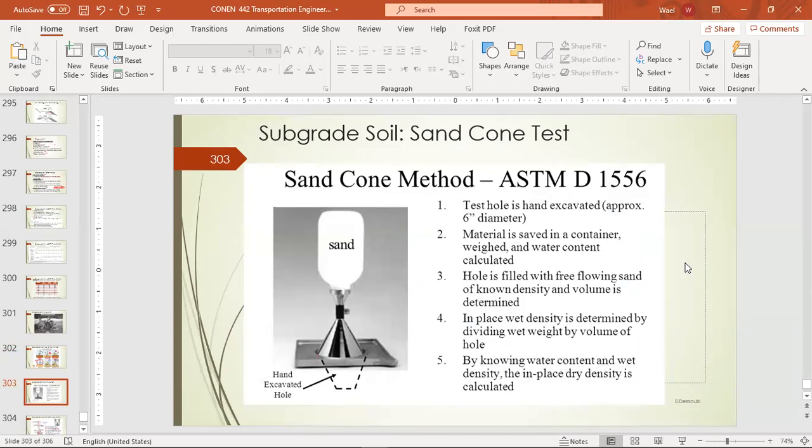And the test, simply we go and dig into the pavement, into the compacted layer, for almost a hole of 6-inch diameter and with the depth of 6 inch. Then we take the extracted material saved in a container. Okay, so guys, we dig a hole, about 6 inches in diameter and 6 inches deep, and the compacted soil we collect and put in a container, then we take it to the lab, weigh it, and see what its weight is.